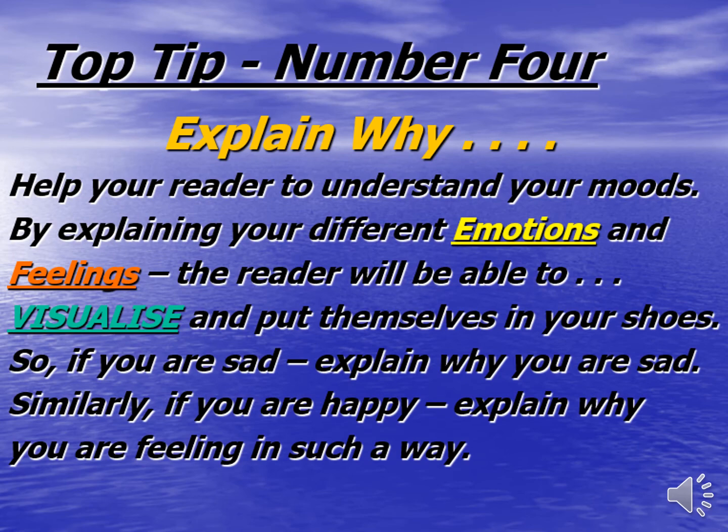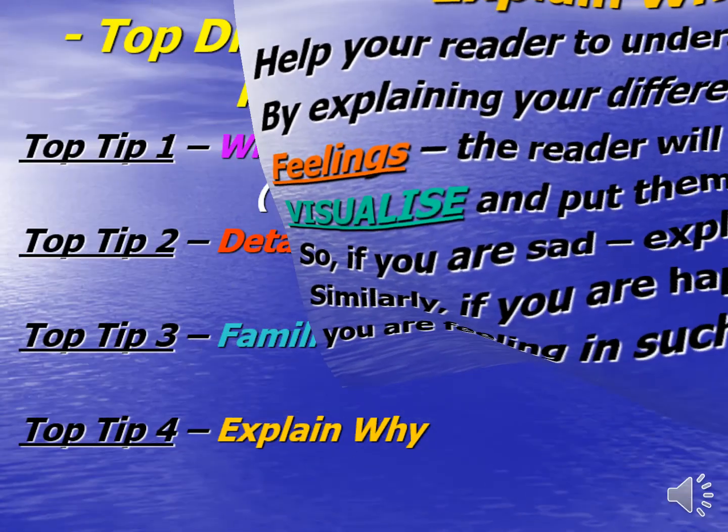Tip number 4. Explain why. Help your reader to understand your moods. By explaining your different emotions and feelings, the reader will be able to visualize and put themselves in your shoes. So, if you are sad, explain why you are sad. Similarly, if you are happy, explain why you are feeling in such a way.